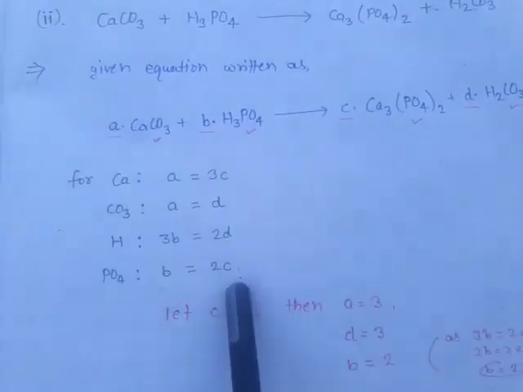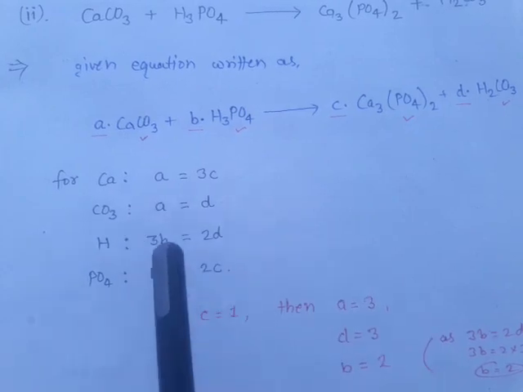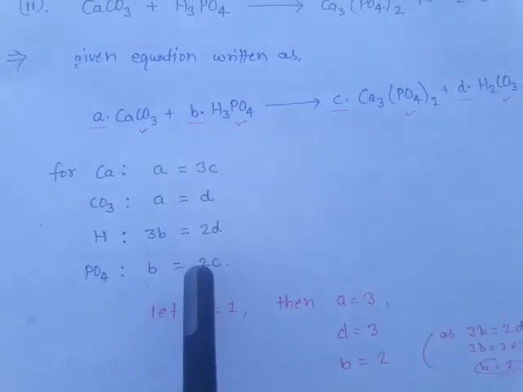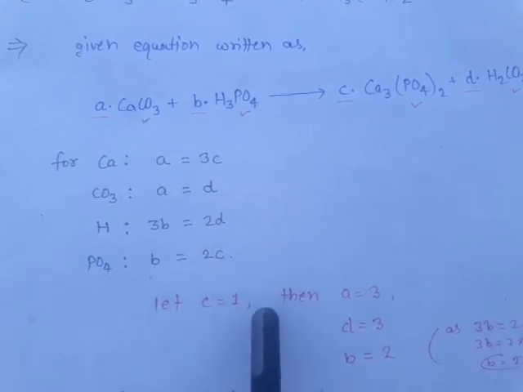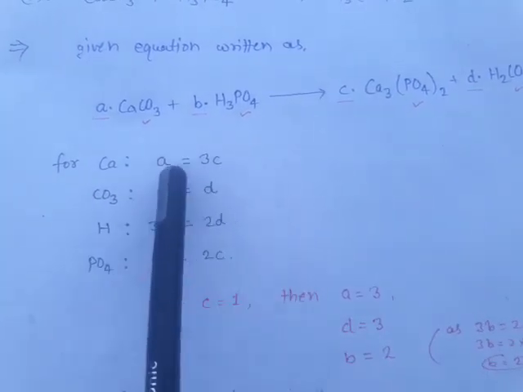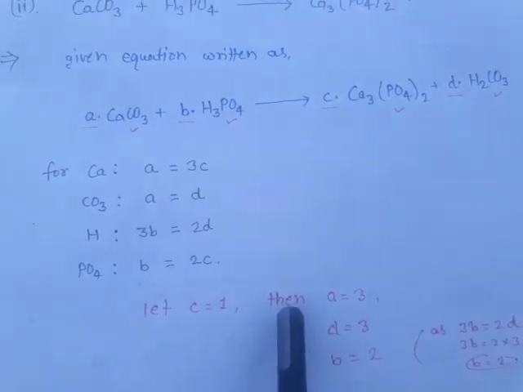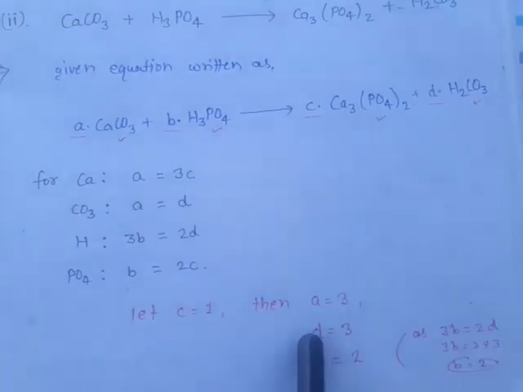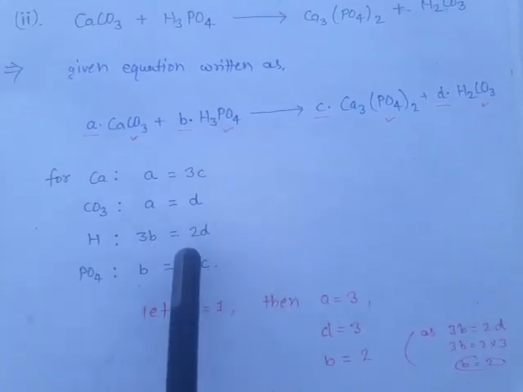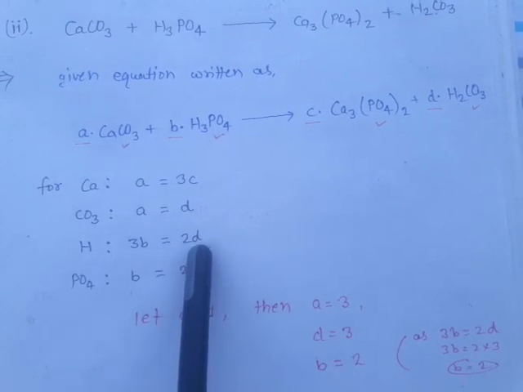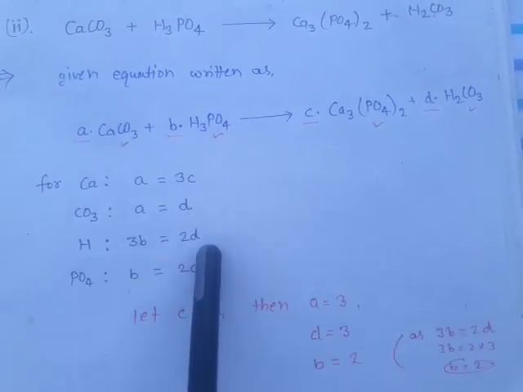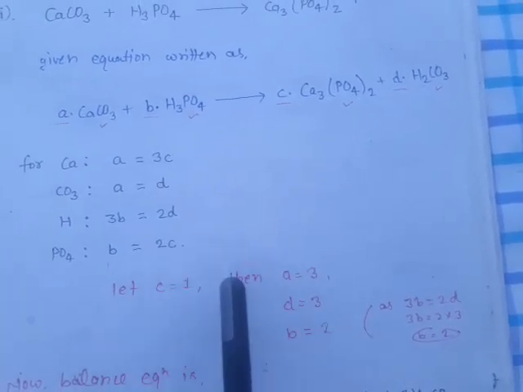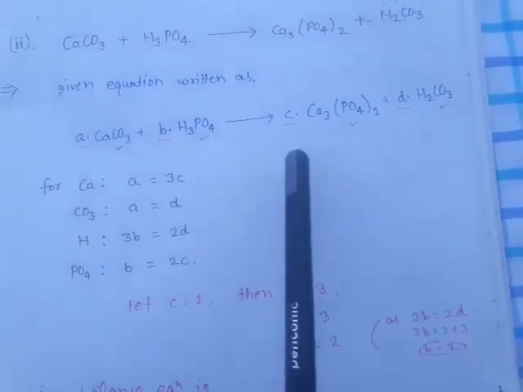Here the four equations are written, and you are free to assume any natural numbers so that no fraction is formed. Here we let C is equal to 1, so we get A is equal to 3. A is equal to 3, so 3 is equal to D, so D is equal to 3. Putting D is equal to 3, 2 into 3 is 6, 3B is equal to 6, so B is equal to 2. We get the values of A, B, C, D.